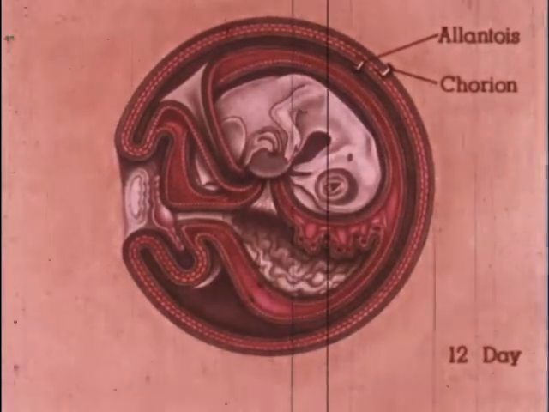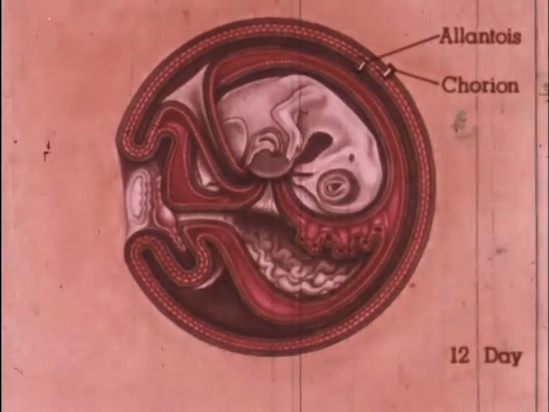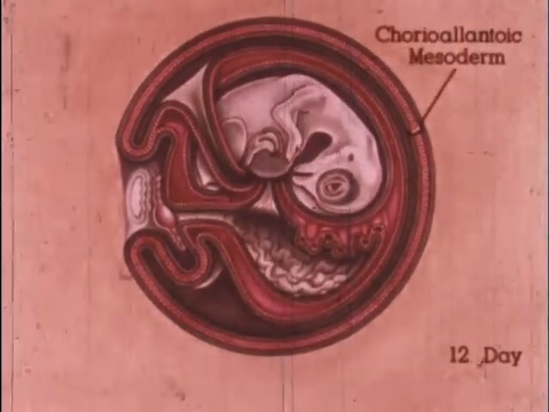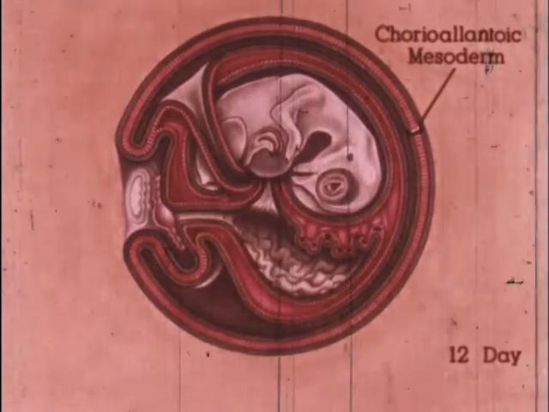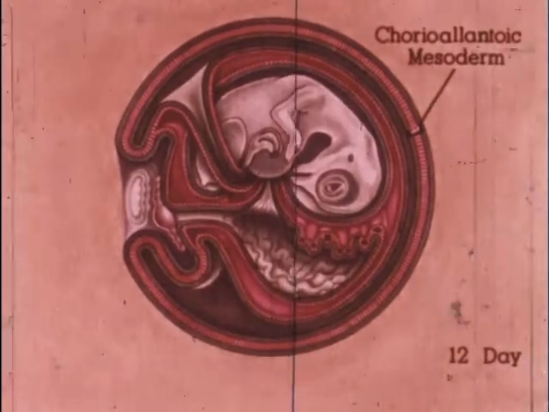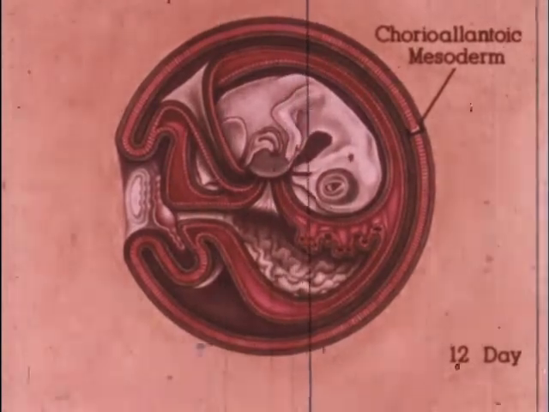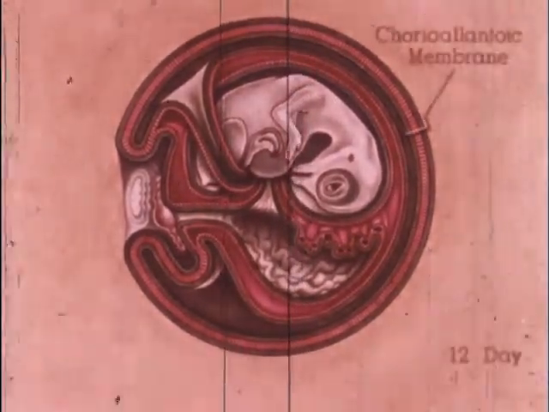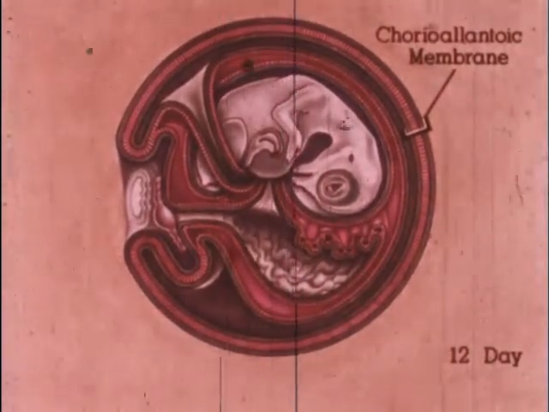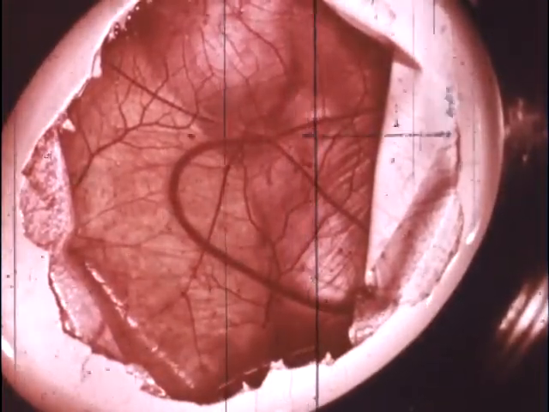The mesodermal layer of the allantois fuses with the mesodermal layer of the chorion, forming the chorioallantoic mesoderm, which becomes richly vascularized with allantoic blood vessels. The fused mesodermal layers, together with the ectoderm of the chorion and the endoderm of the allantois, comprise the chorioallantoic membrane. The chorioallantoic membrane is close to the inner surface of the porous shell. This allows efficient gas exchange between the chorioallantoic blood vessels and the outside air.